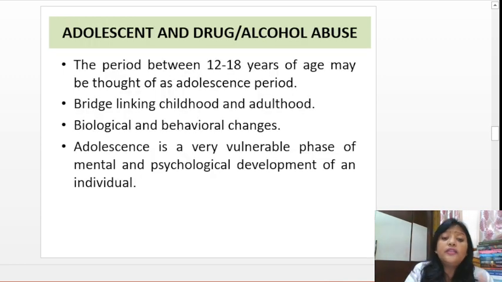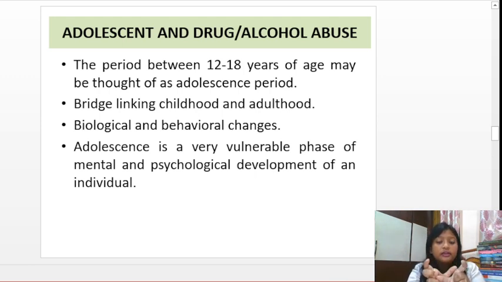Now, what's the relation between adolescence and drug and alcohol abuse? So what is the adolescent period? The period between 12 to 18 years of age can be thought of as the adolescence period. Basically, you can also say that this period is linking childhood to adulthood. So below 12 is childhood, and above 18 is adulthood.